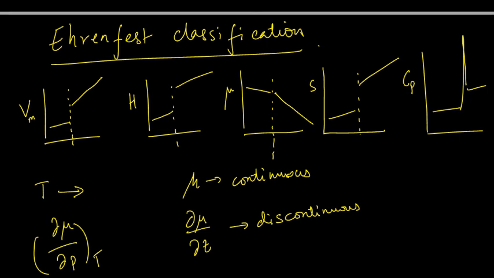Cp? Cp by T is del S by del T, and del S is del G by del T, so that is the second derivative. Well, I'll tell you about that once I come to the second order phase transition. All the graphs are with respect to temperature, so maybe I just write temperature there.